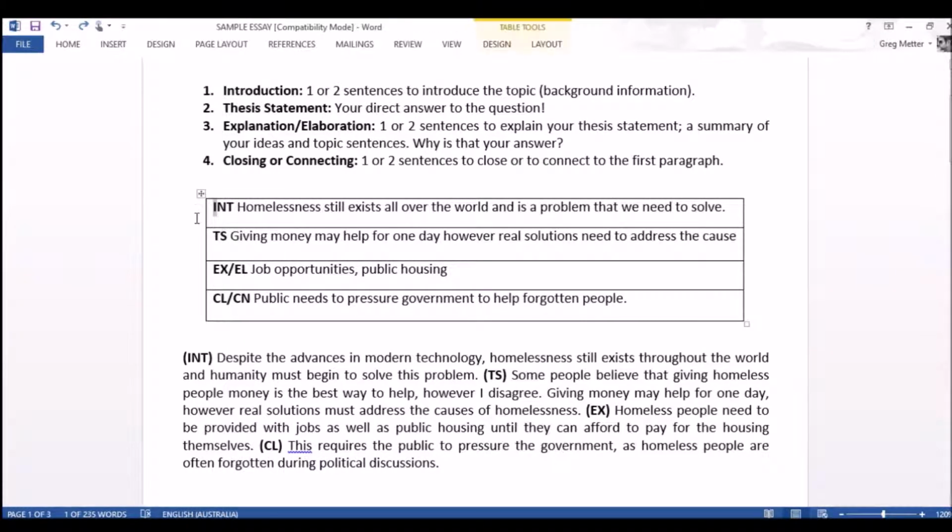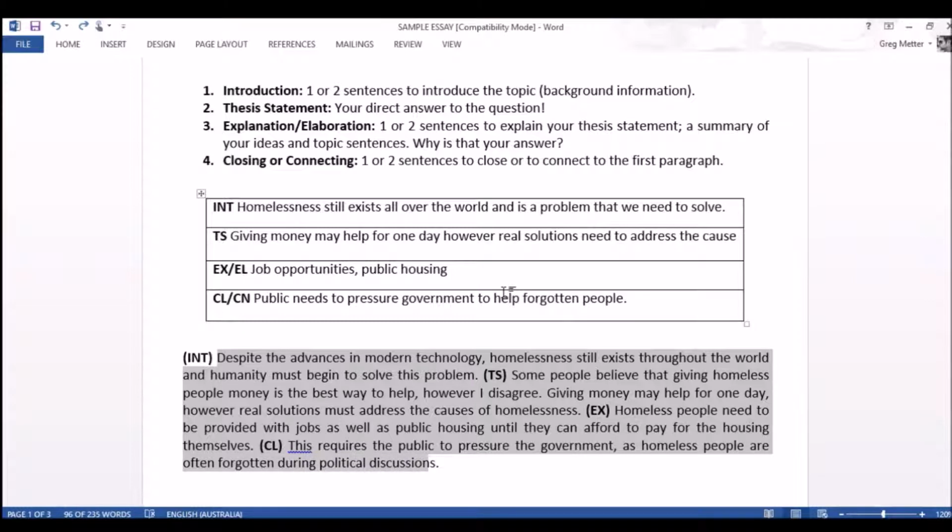Okay? So, despite the advances in modern technology, homelessness still exists throughout the world, and humanity must begin to solve this problem. Some people believe that giving homeless people money is the best way to help. However, I disagree. Giving money may help for one day, however, real solutions must address the causes of homelessness. Homeless people need to be provided with jobs, as well as public housing until they can afford to pay for the housing themselves. This requires the public to pressure the government, as homeless people are often forgotten during political discussions.